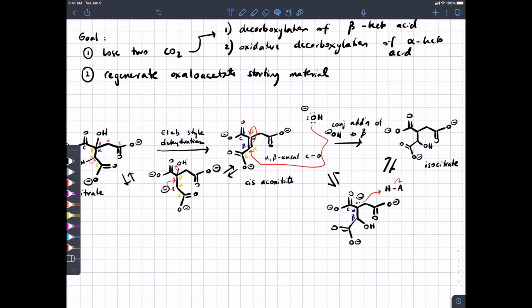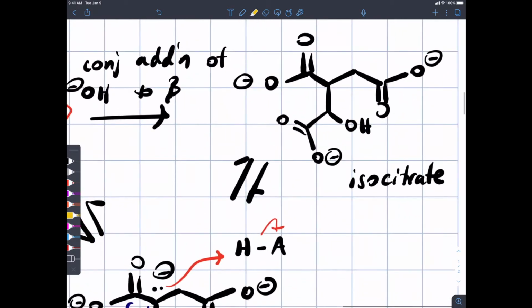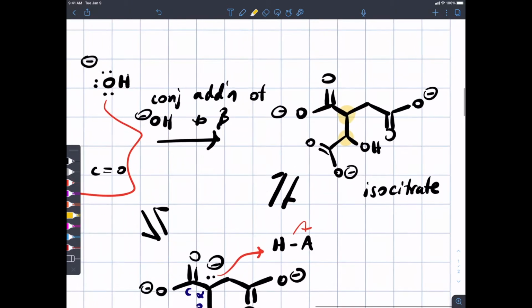Isocitrate is chiral. Notice that in this reaction we made two stereocenters, one here and one there. Stereochemistry there is known. I'm just not drawing it for you now. And frankly, we've got bigger fish to fry than for me to try to deceive you with non-physiologically relevant diastereomers of isocitrate. So I don't particularly care that you know the stereocenters there.